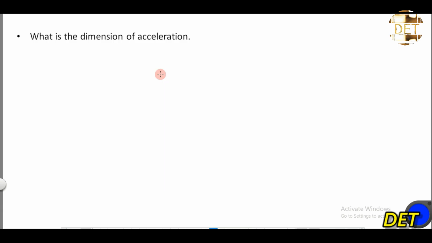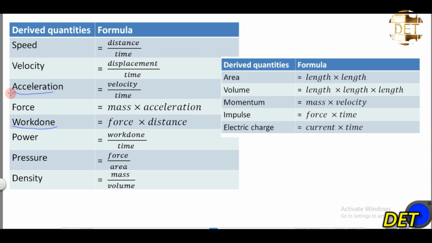So having known this, let's dash to the business of the day. What is the dimension of acceleration? The first thing that you want to do is to put down the formula for acceleration, right? Acceleration is a derived quantity, so the formula is acceleration is equal to velocity over time, right?